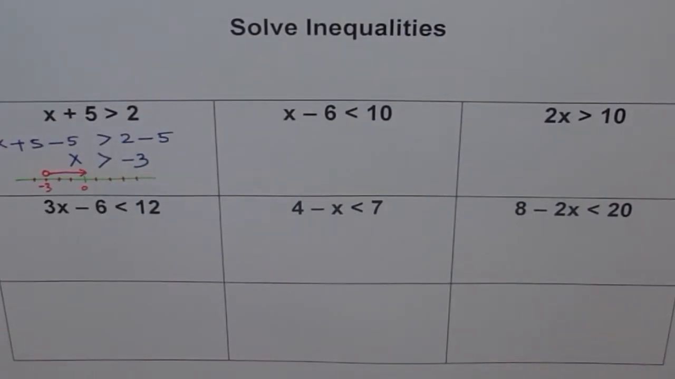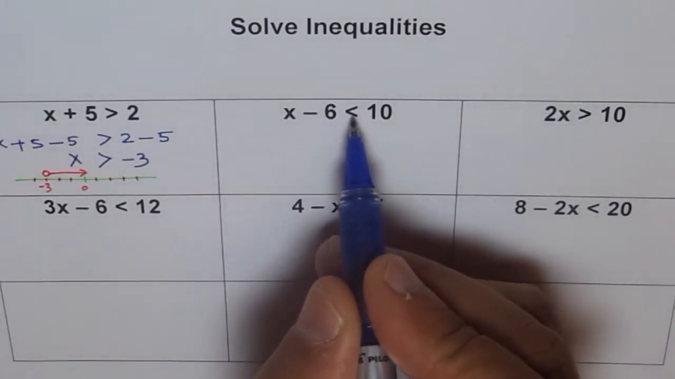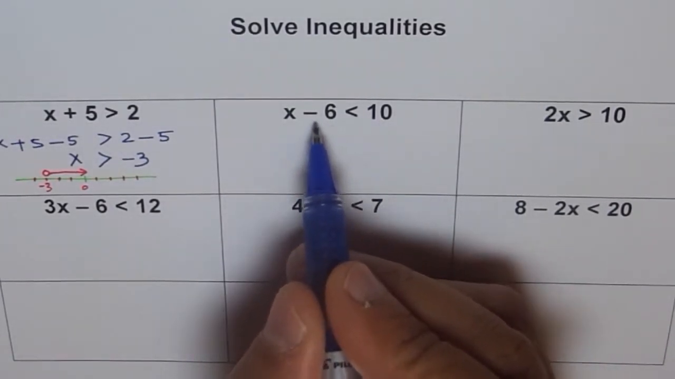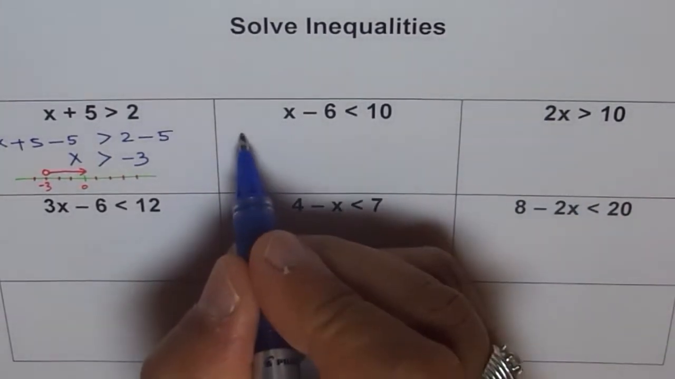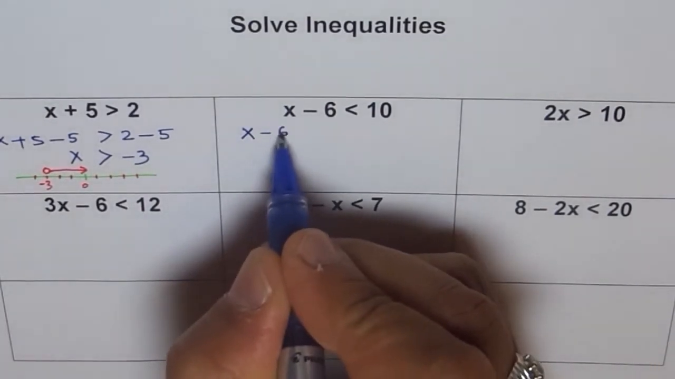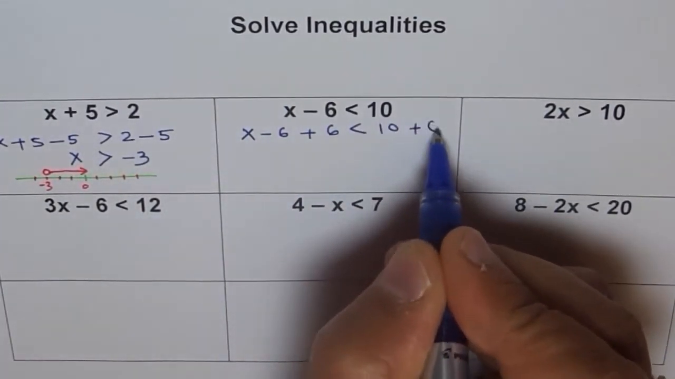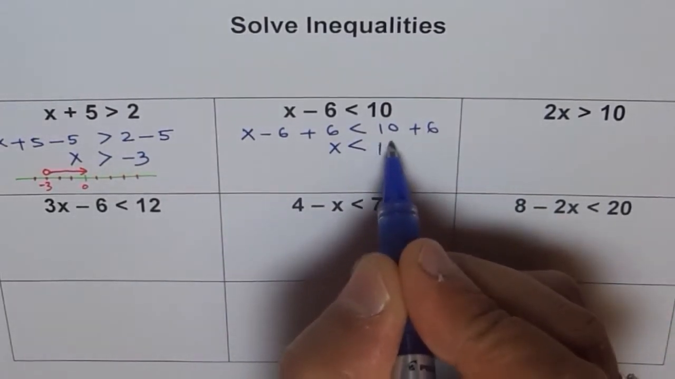Let's try to solve the next one. x minus 6 is less than 10. This sign is for less than. So how are we going to eliminate minus 6? By adding 6 on both sides, correct? Simple as that. So we'll do that. With x minus 6 plus 6 is less than 10 plus 6. So we are left with x is less than 10 plus 6, which is 16.